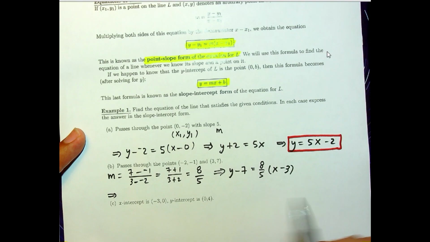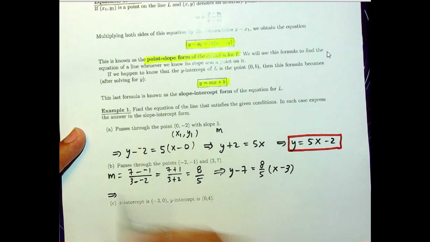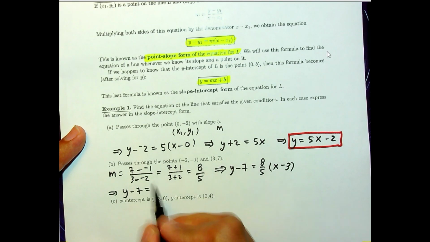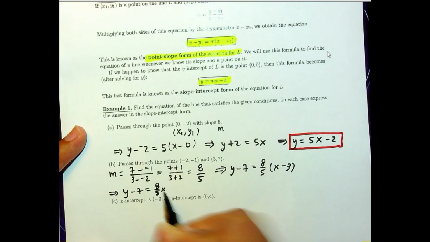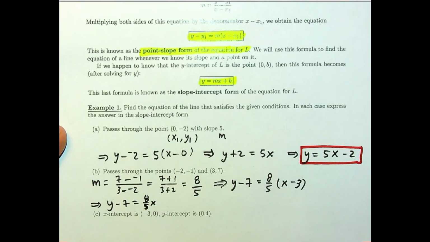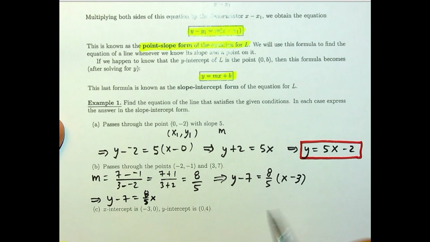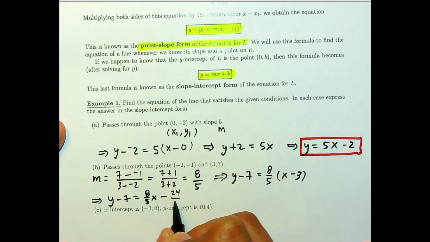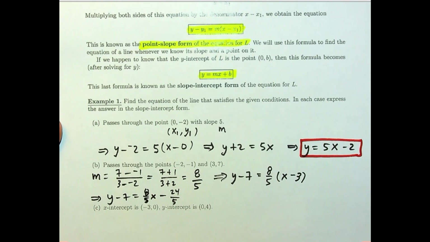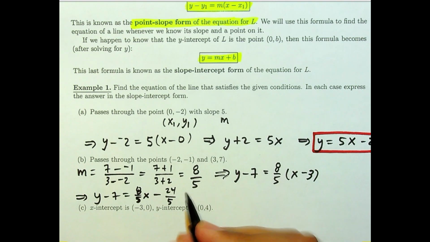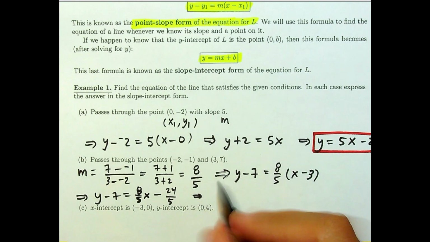This is going to require 2 steps. So this is going to be y minus 7 equals, distribute, 8/5 x minus 24/5. Zoom in a little bit there. Now add 7, move the 7 to the other side and simplify.